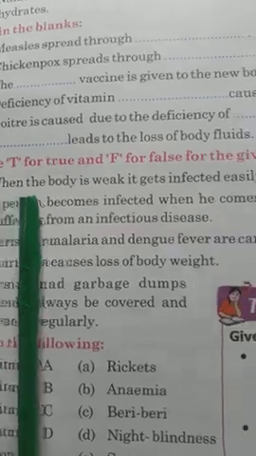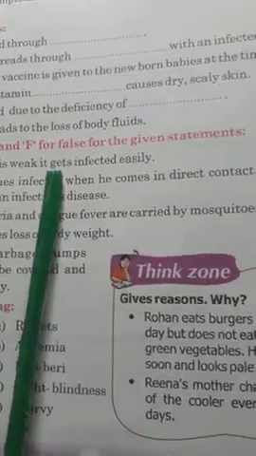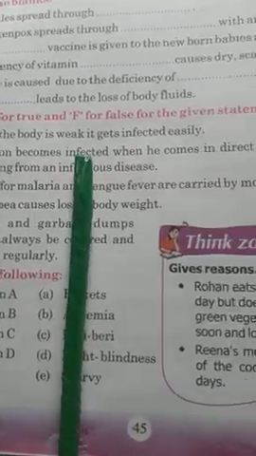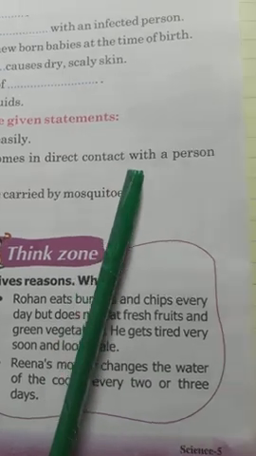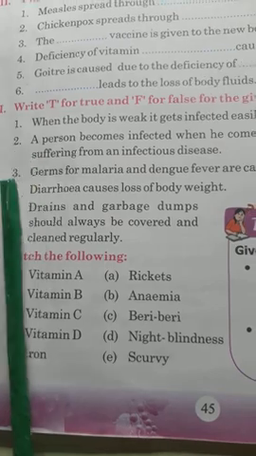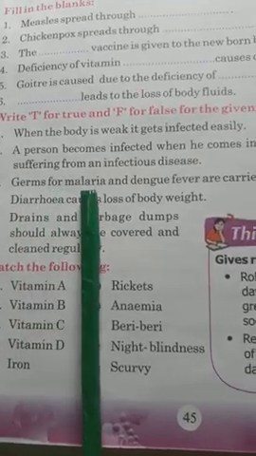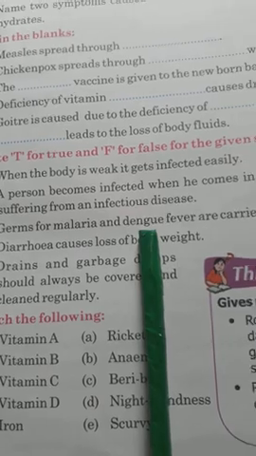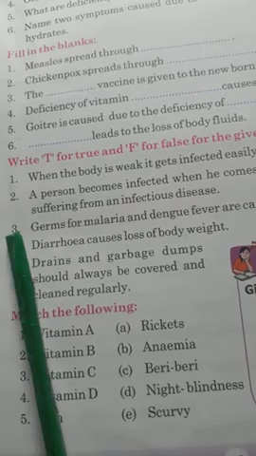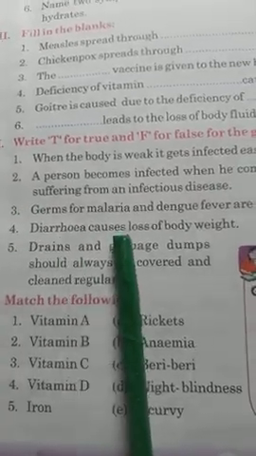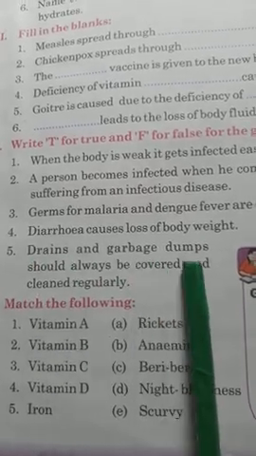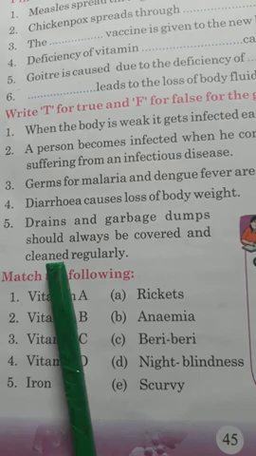Now, exercise 3, true or false. Number 1, when the body is weak, it gets infected easily. True. 2, a person becomes infected when he comes in direct contact with a person suffering from an infectious disease. True. 5, germs for malaria and dengue fever are carried by mosquitoes. The answer: true. Number 3 answer, true. 4, diarrhea causes loss of body weight. False. Number 5, drains and garbage dumps should always be covered and cleaned regularly.